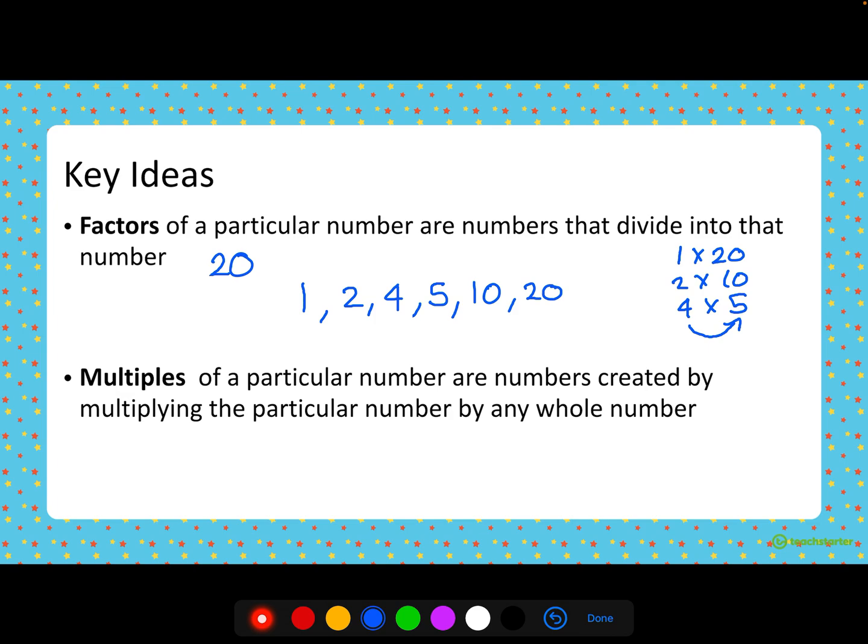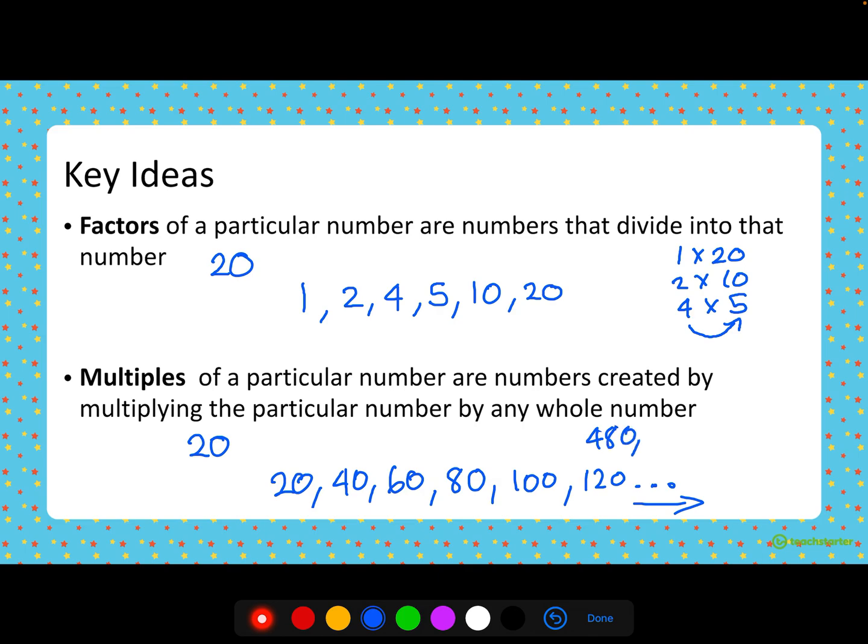Let's talk about multiples. The multiples of a particular number are numbers created by multiplying that number by another whole number. So let's do 20 again. If I times 20 by 1, I'd get 20. 20 by 2 would be 40. By 3, 60, 80, 100, 120, and so on. That's why it has an infinite number of multiples. Other multiples of 20 could be 480, 2000, 600, etc.